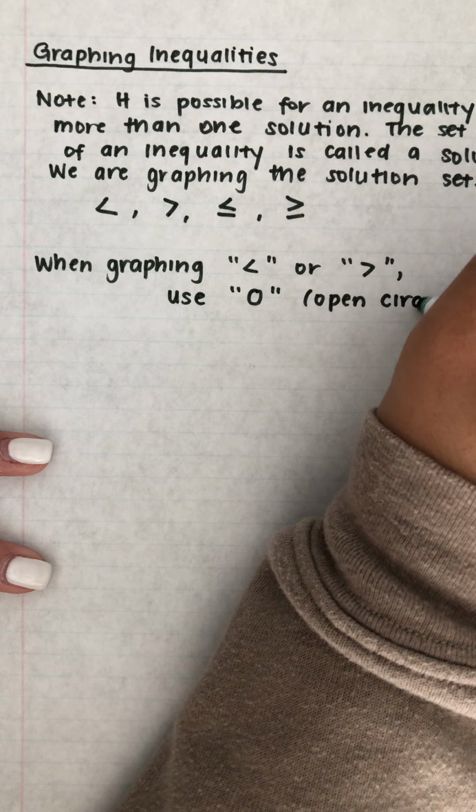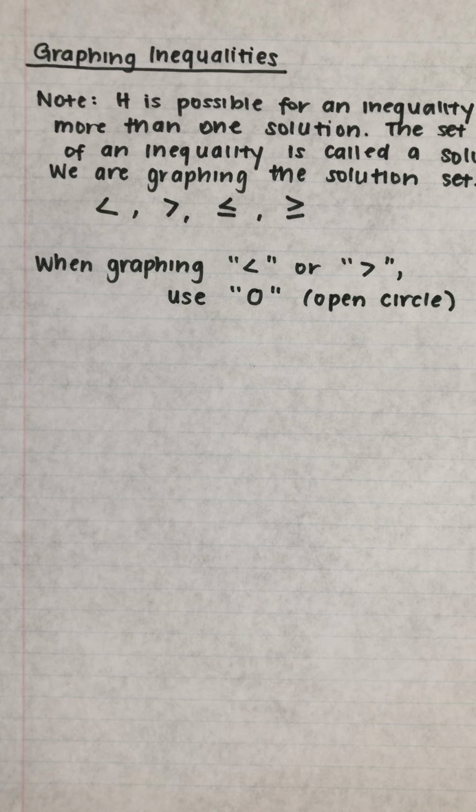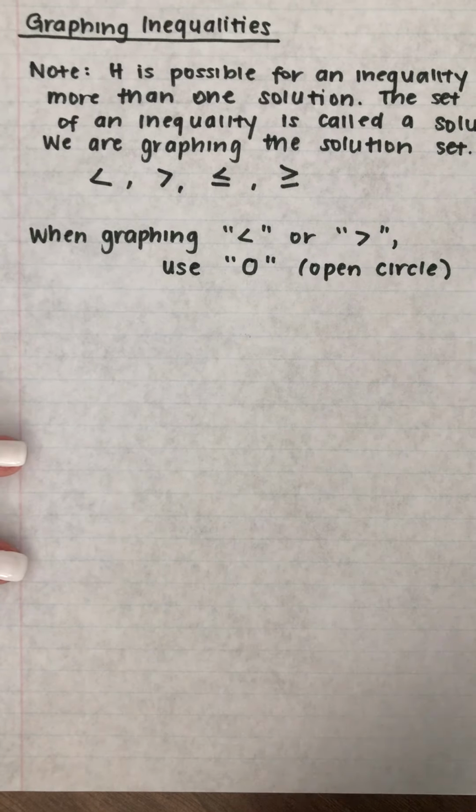So again, the symbols that we're using, you guys, are less than, greater than, less than or equal to, or greater than or equal to. All right. So when graphing inequalities with the less than or greater than symbol, we're going to use what's called an open circle. And again, we're graphing on a number line, so I'll show you guys what I'm talking about in just a second.